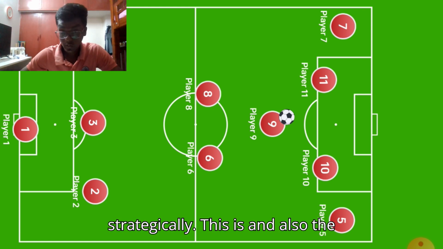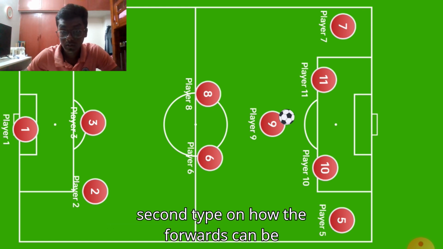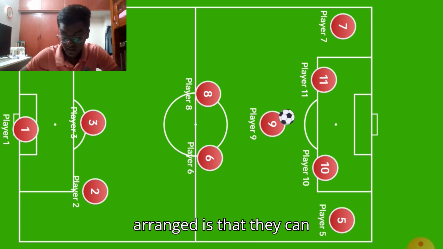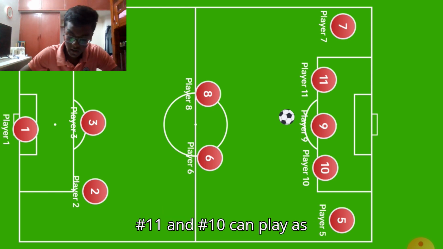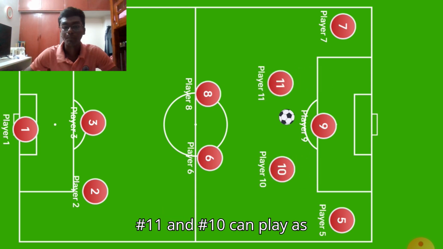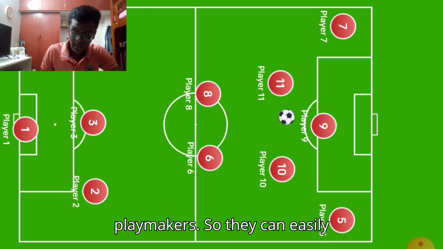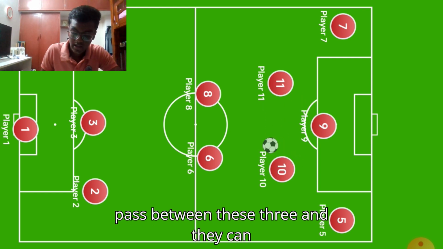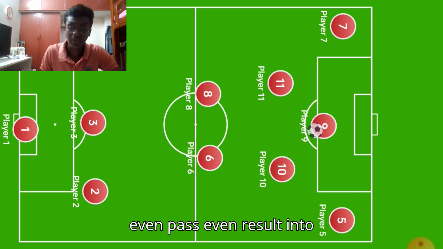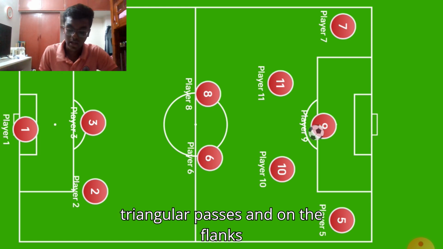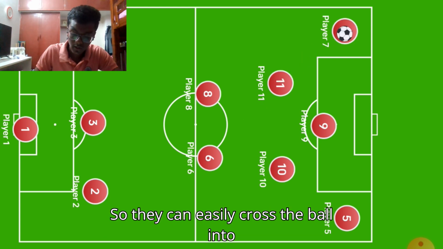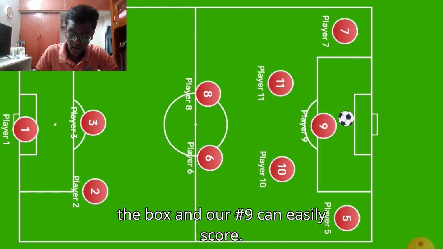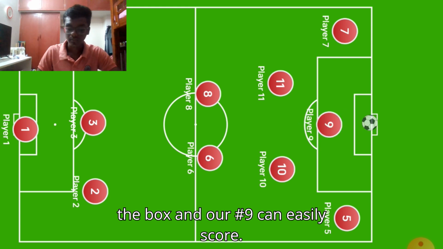Also, the second type of how the forwards can be arranged is that they can push the center forward front, and number 11 and number 10 can play as playmakers. So they can easily pass between these three, and it can even result in triangular passes. And on the flanks we have the support of the wing backs, so they can easily cross the ball into the box, and our number 9 can easily score.